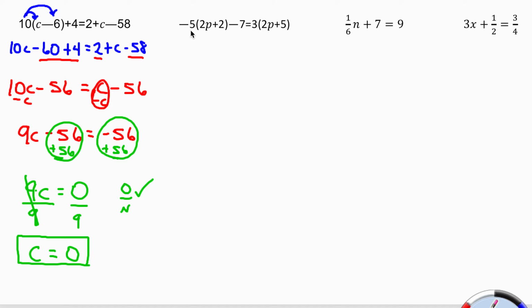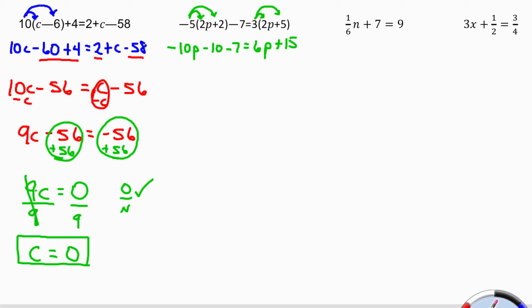Okay, no fractions, but I have parentheses again. So I'm going to get rid of these parentheses. Negative 10p minus 10 minus 7 equals, I have some parentheses on the other side, so 6p plus 15.